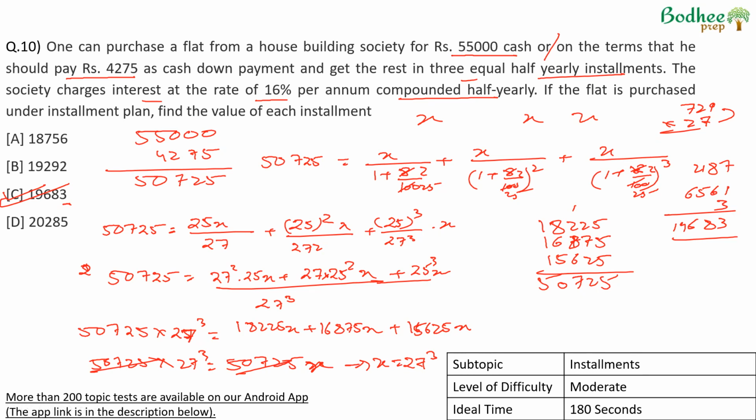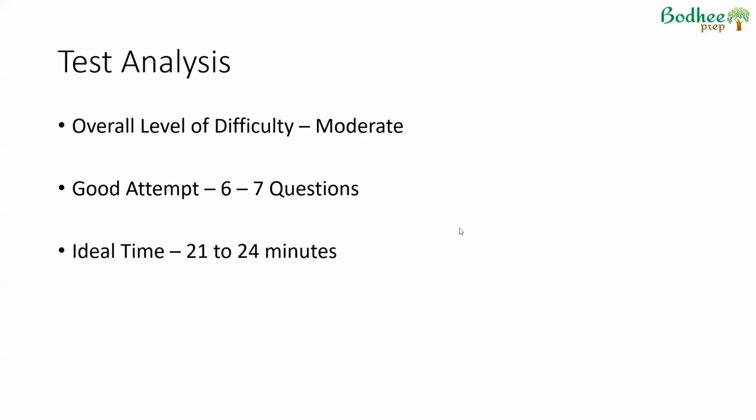Now, overall, if we talk about the test, the level of difficulty, as I mentioned in the beginning of the test, the level of difficulty overall will be moderate, but 6 to 7 questions can be looked at because there were at least 3 or 4 questions which were easy or easy to moderate. Once we do that, we're just looking at 2, 3 questions to take the overall attempt to 6 or 7. Ideal time, as I said, will be 21 to 24 minutes because there were some questions which required calculation. Earlier, the early questions did not require that much calculation.